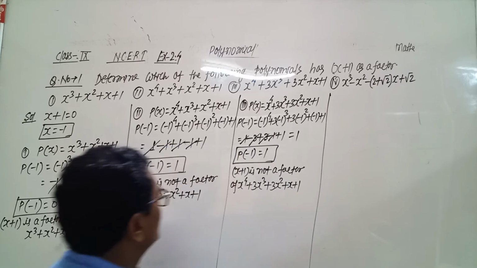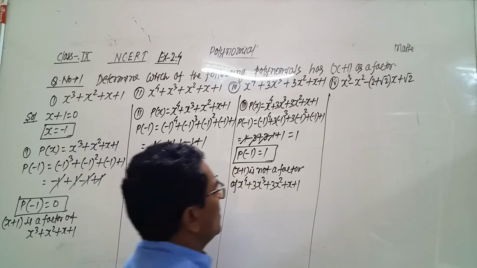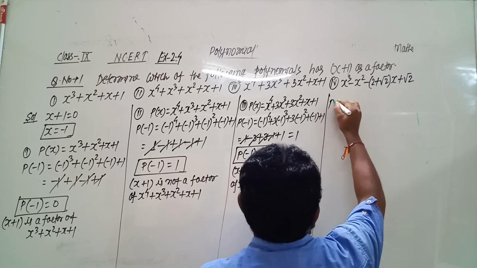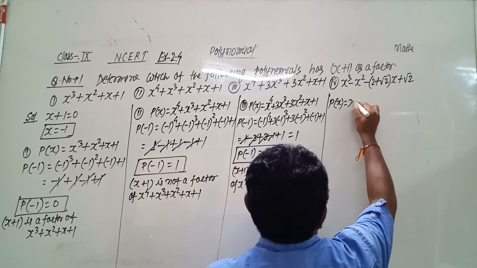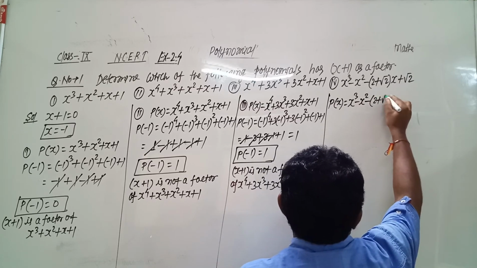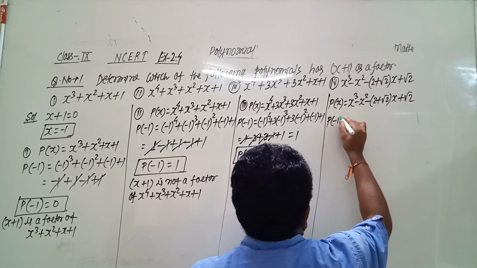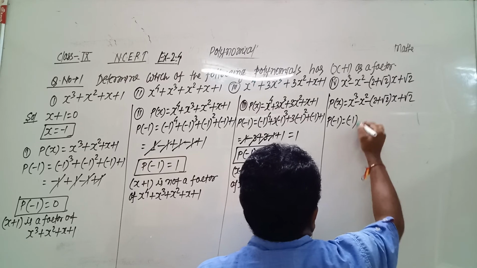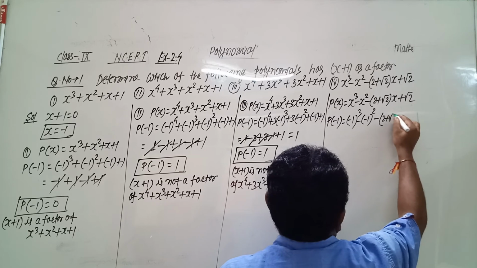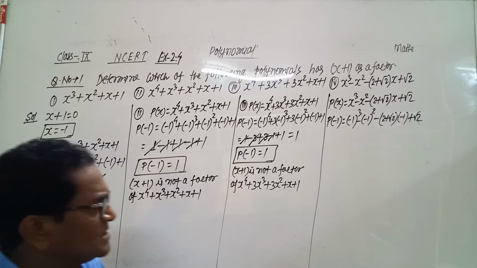The fourth part is, in the same way, we put the value of x equals to minus 1 in the given expression, and the polynomial is x cube minus x square minus (2 plus root 2) into x plus root 2. Put the value of x as minus 1. So minus 1 cube minus minus 1 the whole square minus (2 plus root 2) into minus 1 and plus root 2. Then we solve this expression.